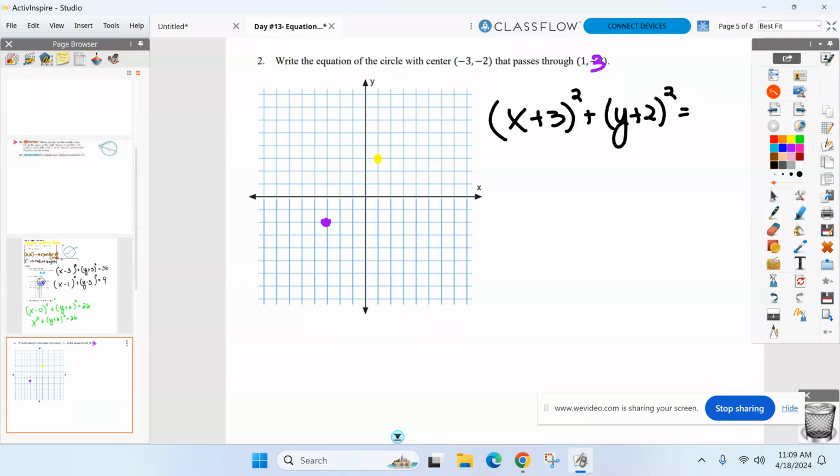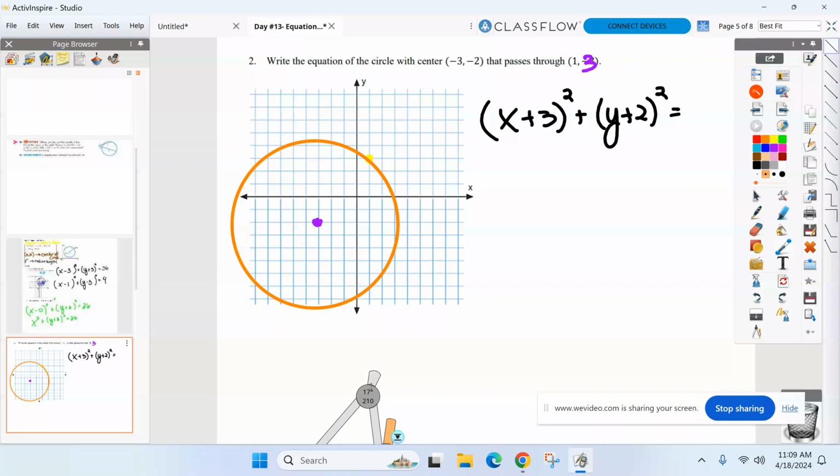Well, can I use this info that I gave you to find the radius length? Let's quickly find out. Here's what I gave you, right? Center. Here's a point on the circle right here. So if anybody wants to see what the circle looks like, here you go. Bam. That's what the circle looks like. I still need the radius so I could square it. There it is. There's the radius.